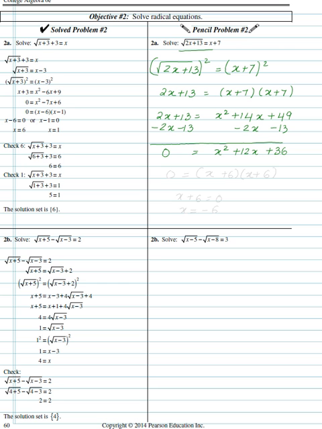What do I do? It's a quadratic. I'm going to go ahead and factor it. So factors of 36 that add up to 12 are simply plus 6 plus 6. I don't have to set each one of them to 0. I can set only one of them to 0 because they're exactly the same. So my answer is going to be x is equal to negative 6.